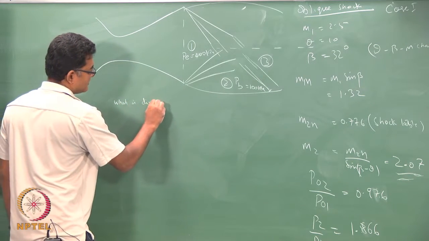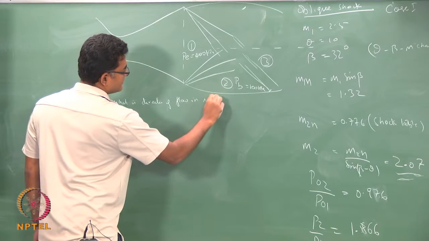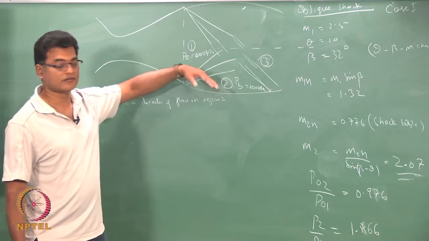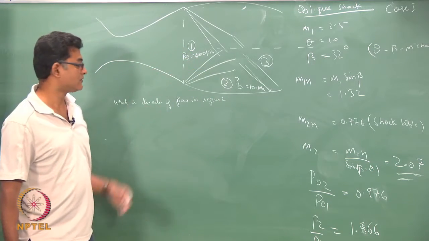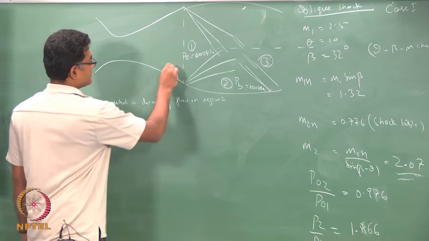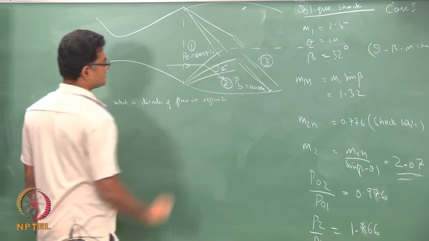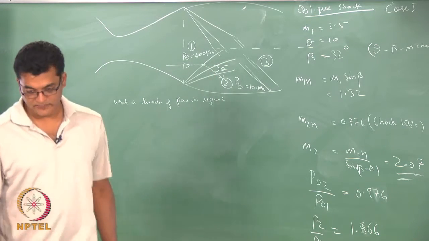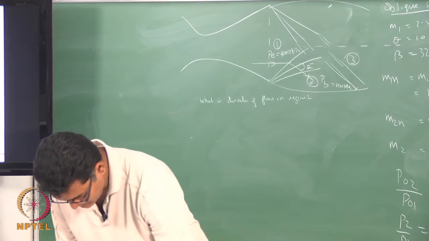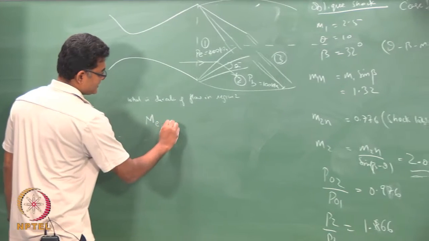What is the direction of flow in region 2? So, instead of going straight outside the nozzle, it is deflected, okay, to some angle. So, what is the direction? What is the angle at which it is directing? So, the fluid comes and then it is deflected this way. So, what is this theta? This is the question. The given quantities are the pressures and the Mach number at the exit is 2.